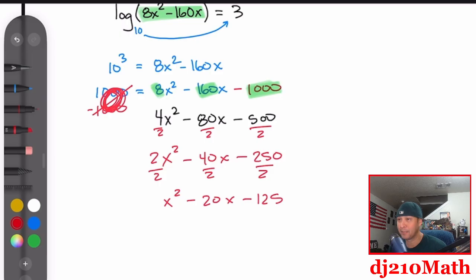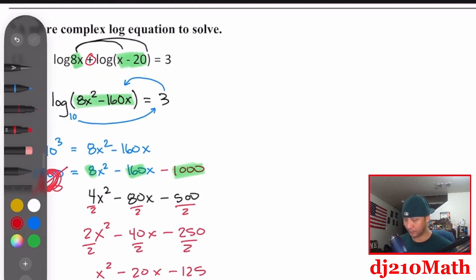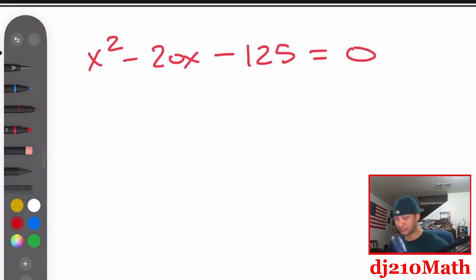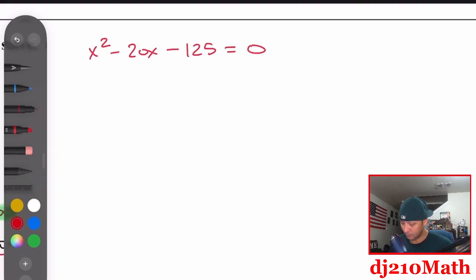Okay, it's slightly better. So let me give me some room up here. This is x squared minus 20x minus 125 equals 0. So really all this log business simplifies down to solving this quadratic. What numbers multiply to make negative 125 that somehow add up to negative 20?